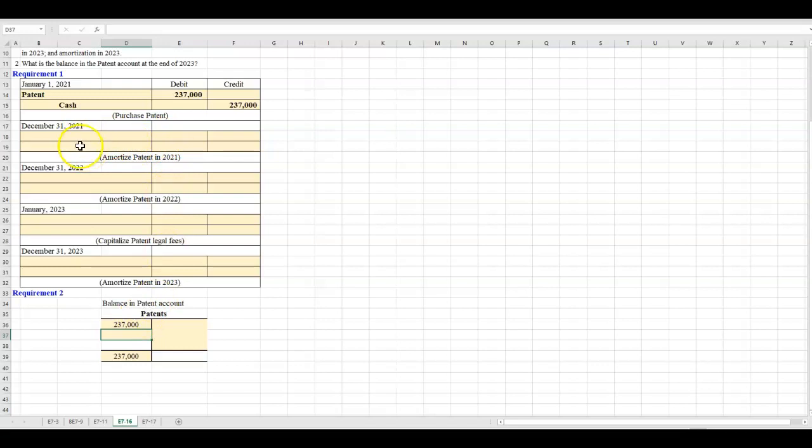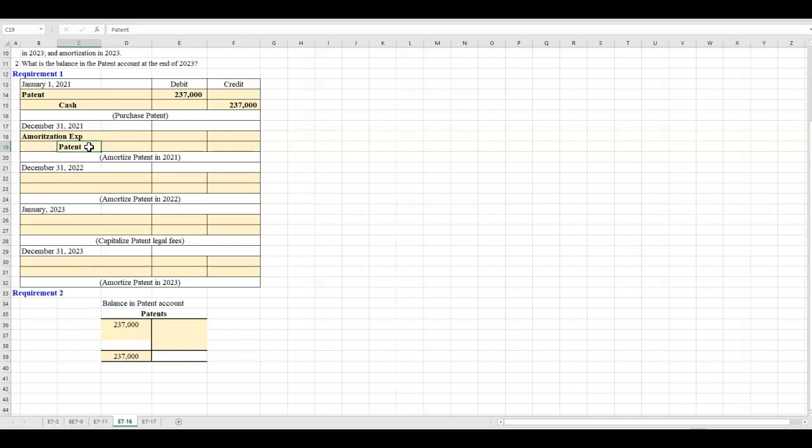We want to amortize it at the end of 2021. So we've had it a full year. We want to take this cost of the patent and amortize it. So this is going to be called amortization expense. And we're going to debit that account, and we're actually going to just credit the patent account. We don't use an accumulated amortization or a contra account for intangible assets. We reduce it completely because once it's gone, it's gone.